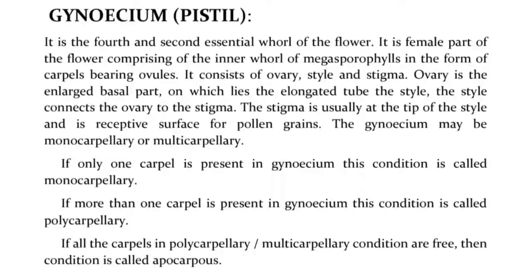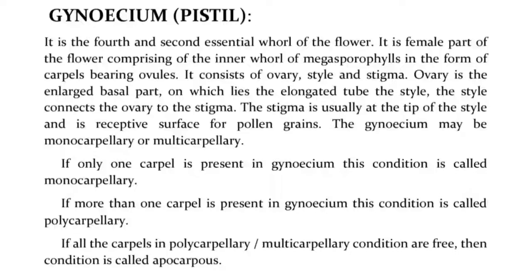Gynoecium, pistil. It is the fourth and second essential whorl of the flower. It is the female part of the flower, comprising the inner whorl of megasporophylls in the form of carpels bearing ovules. It consists of ovary, style and stigma. The ovary is the enlarged basal part, on which lies the elongated tube, the style. The style connects the ovary to the stigma. The stigma is usually at the tip of the style and is the receptive surface for pollen grains.